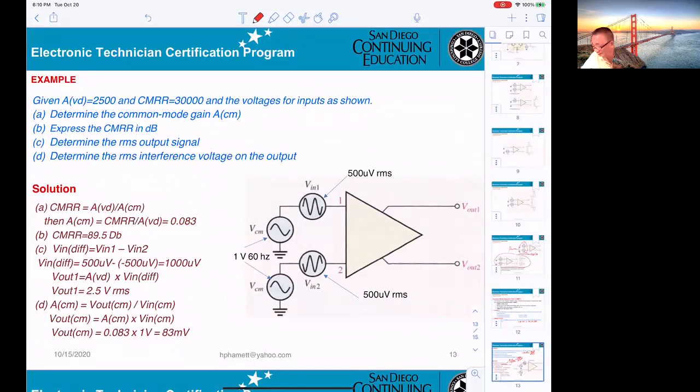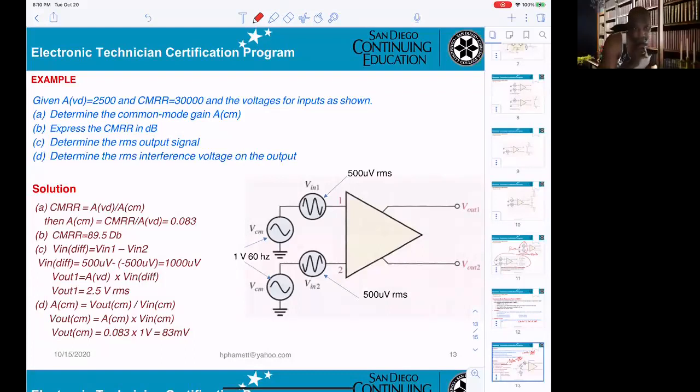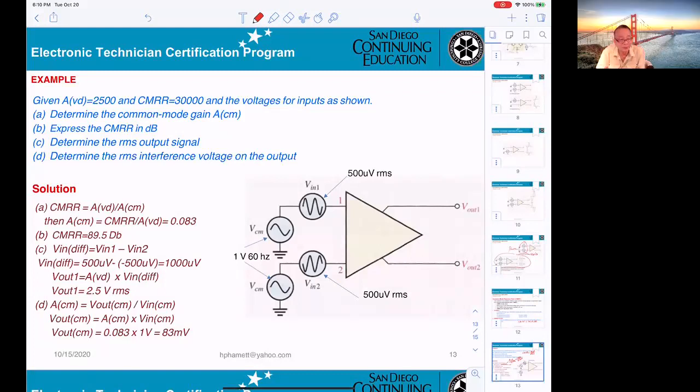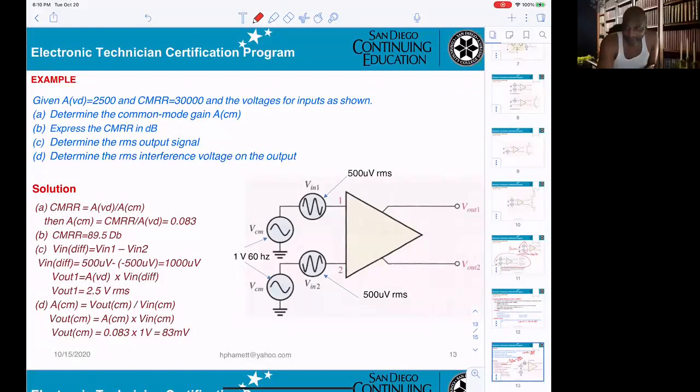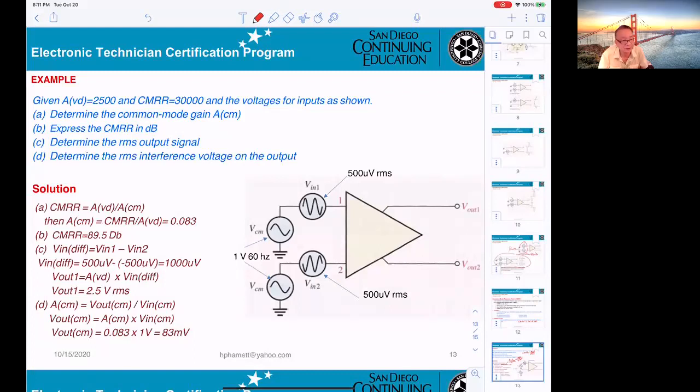So if you're looking at input 1 and input 2, can you tell me what the difference is? They're out of phase. Correct. V in 1 and V in 2 must be opposite. If they are in phase, what happens? Zero output. Right, they will be considered common. So the inputs applied to input 1 and input 2 must be opposite.